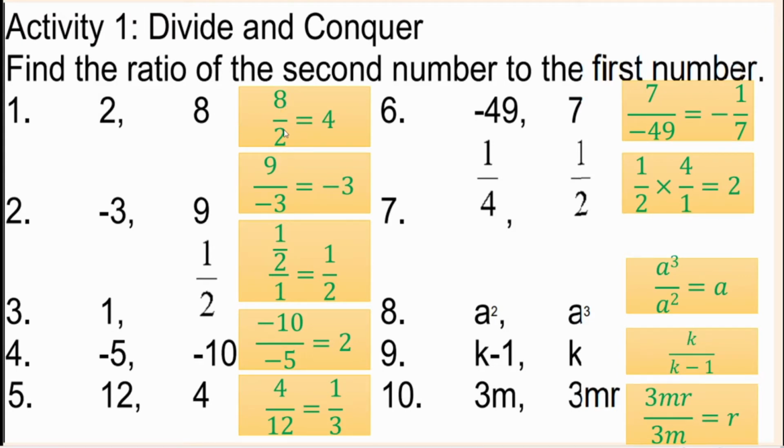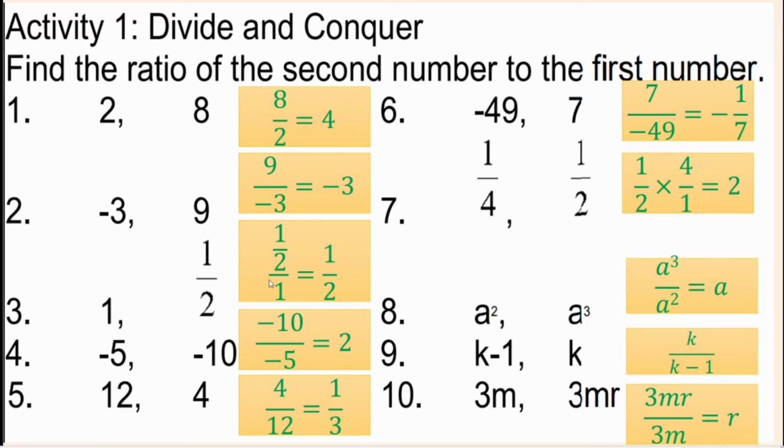So 8 divided by 2 is equal to 4. So the ratio is 4. Negative 3 and 9. So 9 over negative 3 is equal to negative 3. Therefore, the ratio is negative 3. 1 and 1 half. So 1 half over 1 is equal to 1 half.